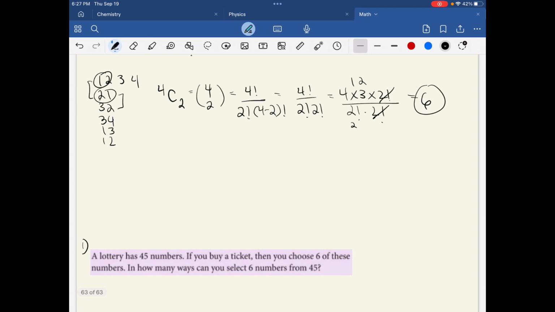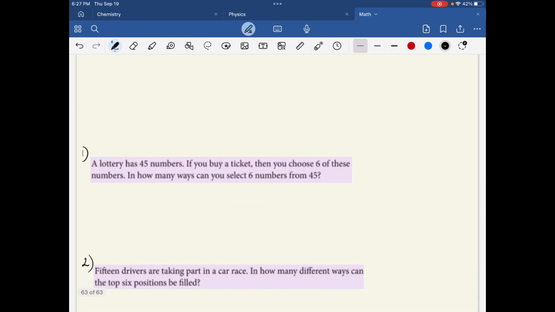Let's go check some examples here, actually. So a lottery actually has 45 numbers, and if you buy a ticket, then you have to choose 6 of these numbers. How many ways can you choose 6 numbers from 45? This is actually a combinations question, because apparently in lotteries, the order in which you choose the values doesn't matter. It is just the digits themselves. So you would use the combinations formula.